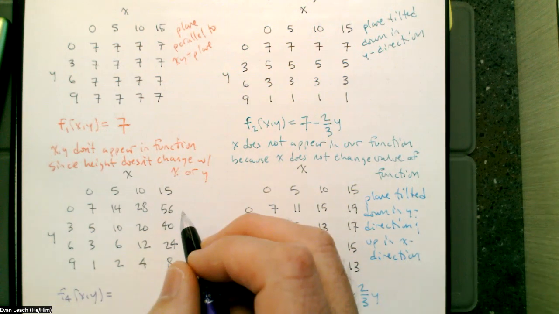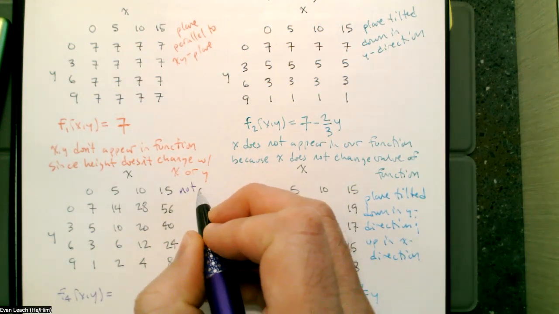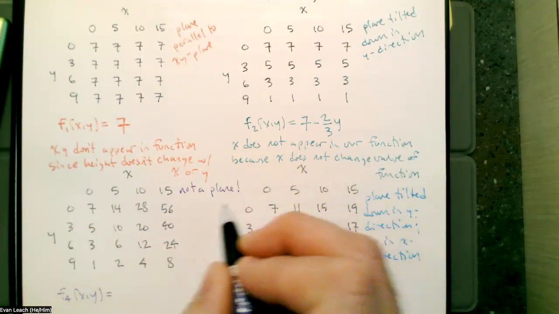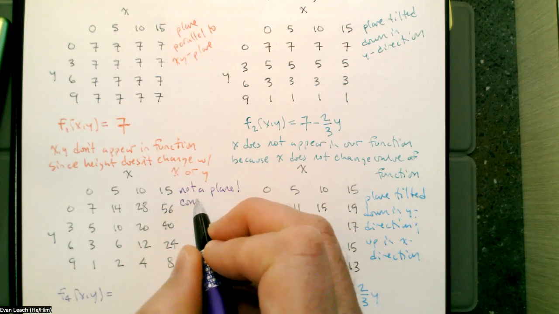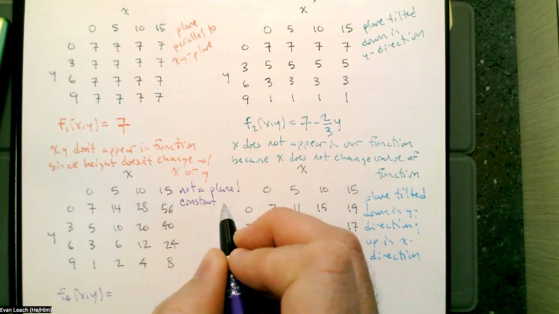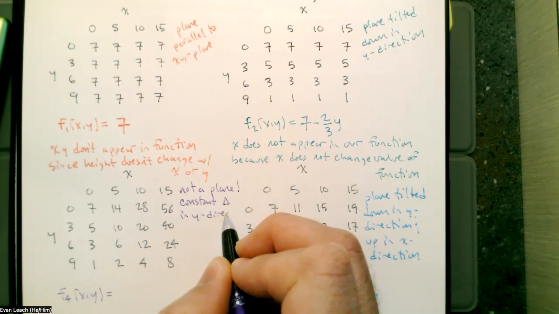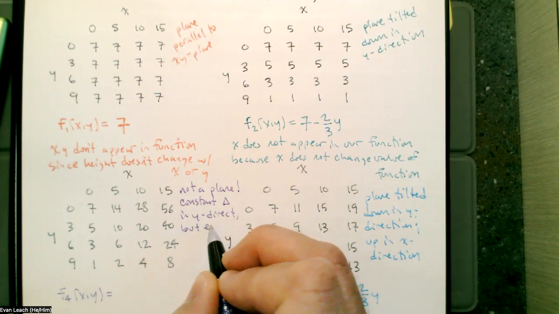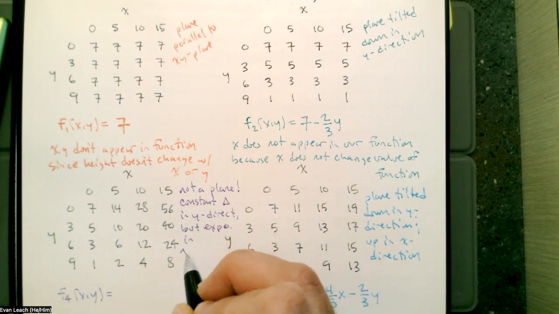So it's linear in the y direction. So it's not a plane, first of all, not a plane. It's linear in the y direction, but exponential in the x direction.